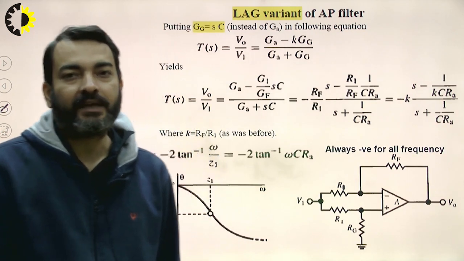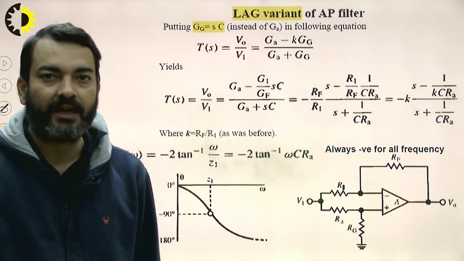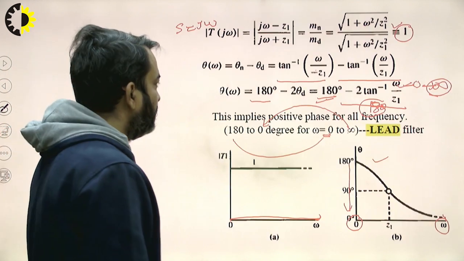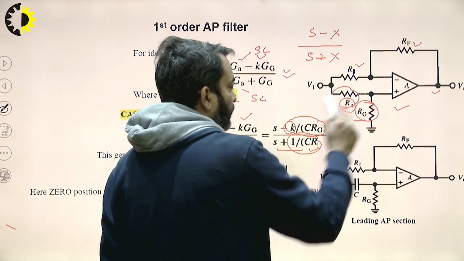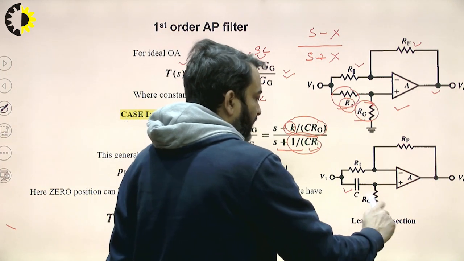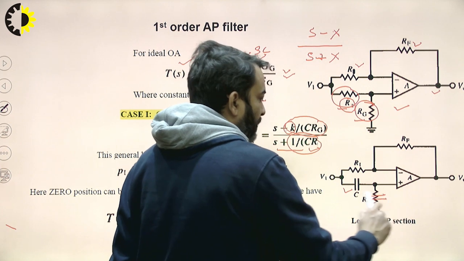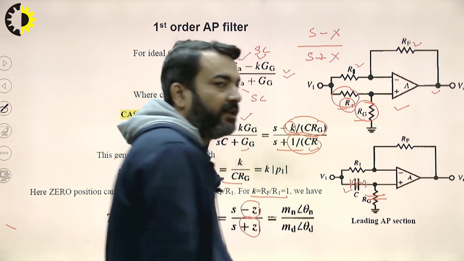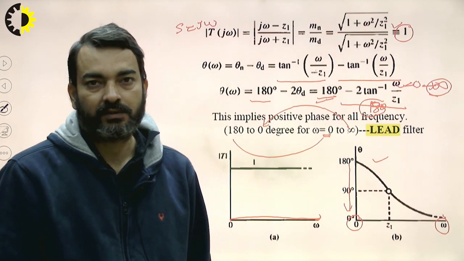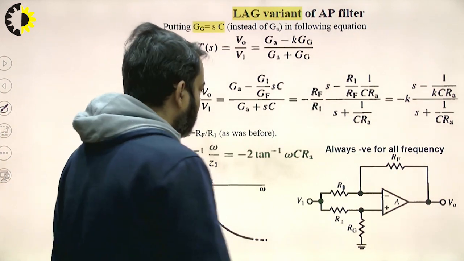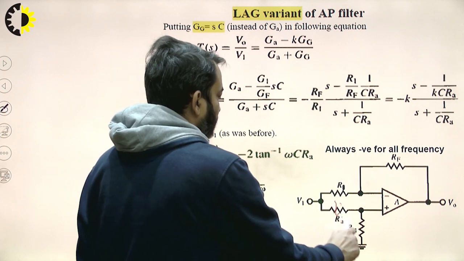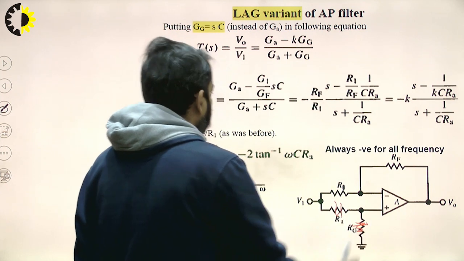Now coming to lagging all pass. There is a slight change, and the change is only to interchange the positions of these two components. Now this element is capacitive and this element is resistive. So we will get the lagging all pass version. So this is the circuit. Now this is capacitive and this is resistive.